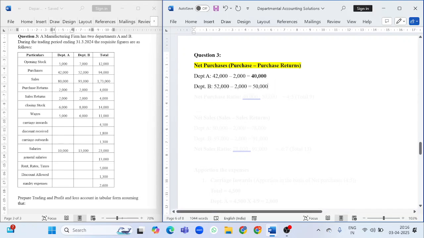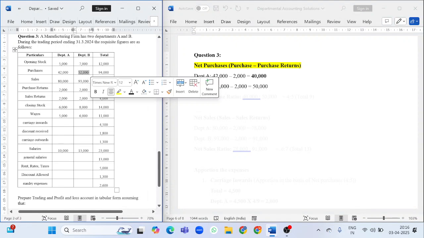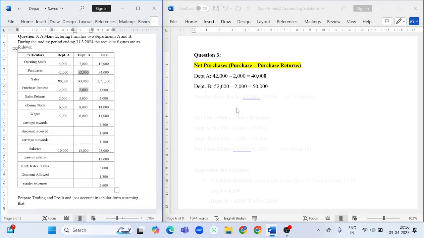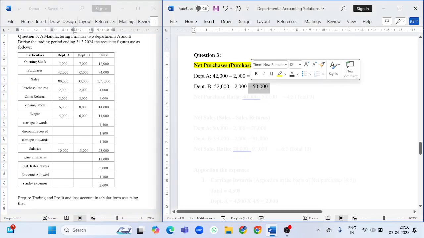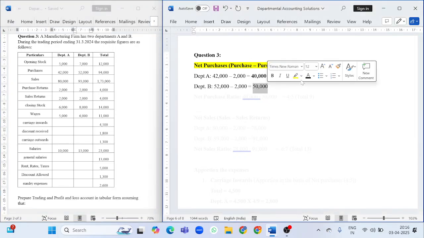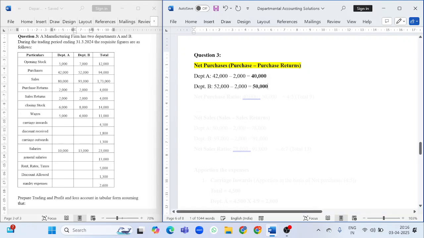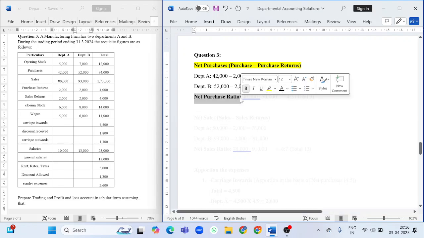Similarly, let us calculate it for Department B. When you see the question, Department B purchases are 52,000 and purchase return is 2,000. So 52,000 minus 2,000, I will get a value of 50,000. That is my net purchases for Department B. Clear? And now we have to calculate the net purchase ratio.